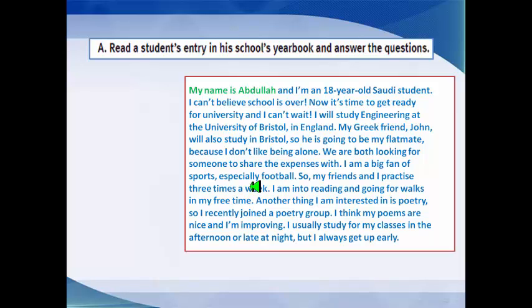I'm a big fan of sports, especially football. So my friends and I practice 3 times a week. I'm into reading and going for walks in my free time. Another thing I'm interested in is poetry. So I recently joined a poetry group. I think my poems are nice and I'm improving. I usually study for my classes in the afternoon or late at night, but I always get up early.